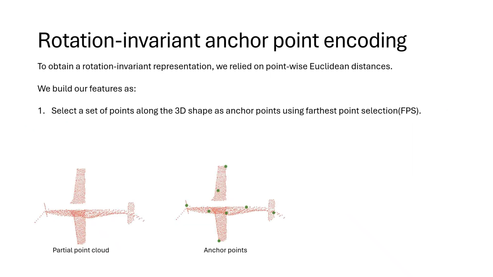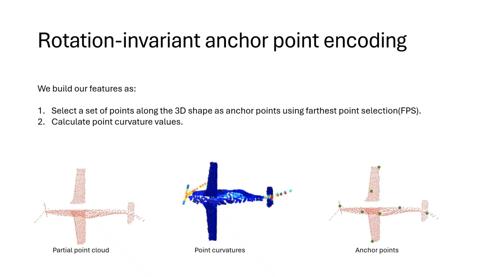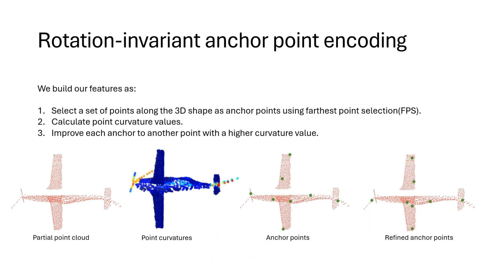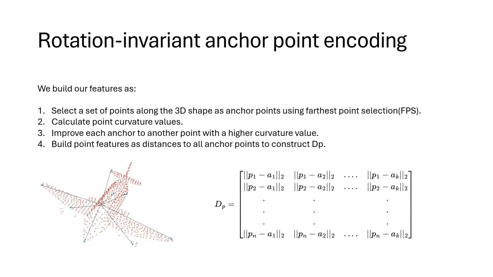To obtain a rotation invariant representation, we relied on pointwise Euclidean distances. We build our features as follows. 1. Select a set of points along the 3D shape as anchor points using farthest point selection, FPS. 2. Move each anchor to another point with a higher curvature value. 3. Build point features as distances to all anchor points to construct DP.